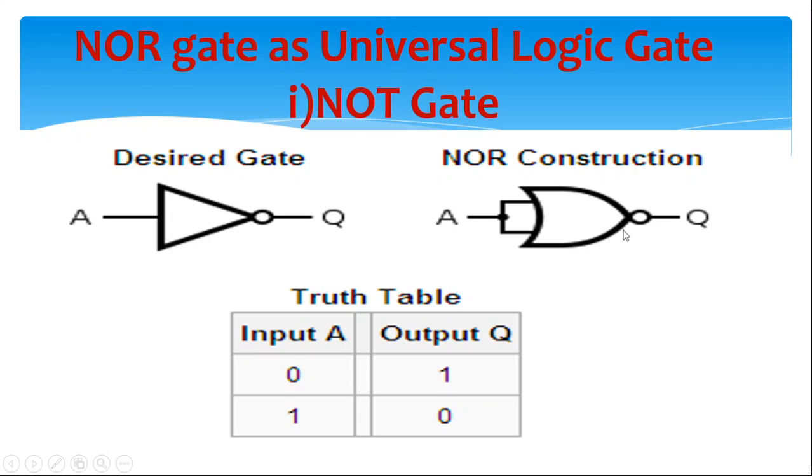The output of the NOR gate produces output as not A, that is the negation or complement of A, and it gives the truth table that is equivalent to the NOT gate. That means when A equal to 0, then it produces the output 1, and when A equal to 1, it produces the output 0.